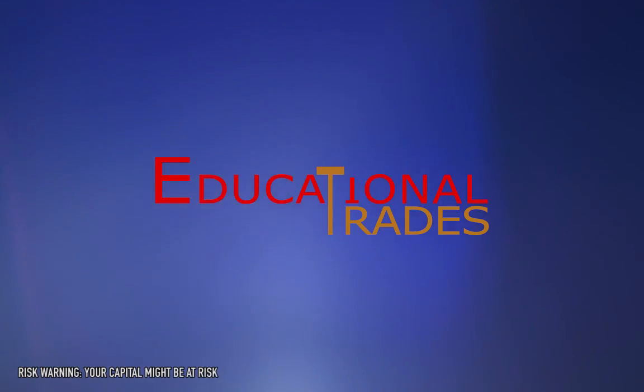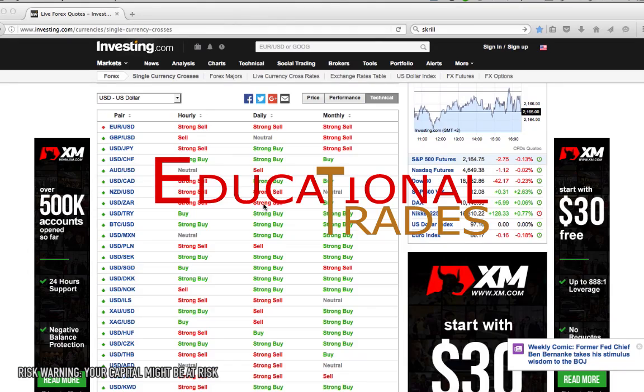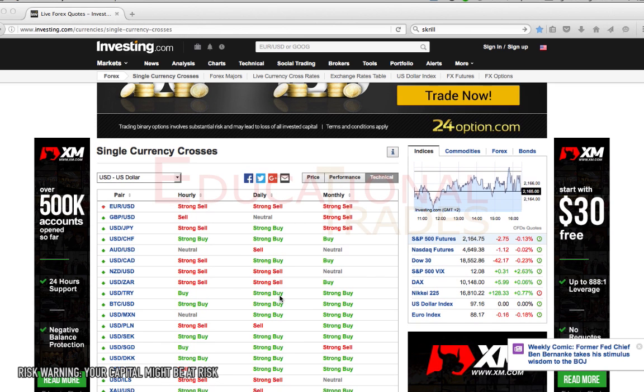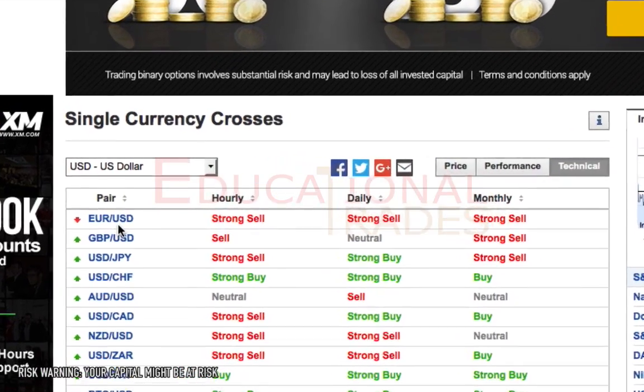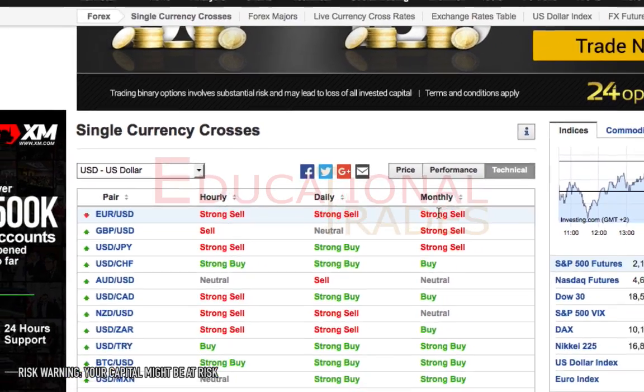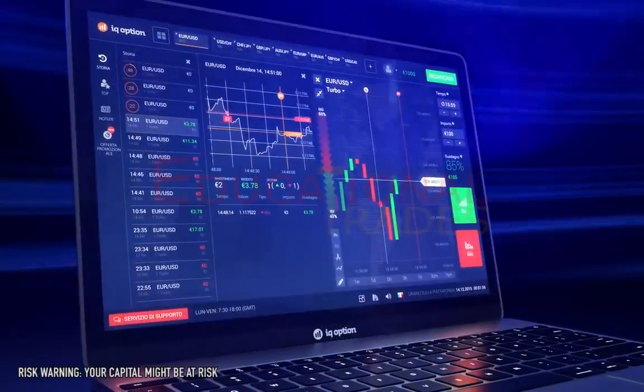Trust me. First of all, we need to check Investing.com single currency crosses to choose our preferred asset. In this case, EUR/USD has a strong sell trend on all time frames. It means that we have more possibility to close our position positively, choosing a put direction. Okay, now I show you this pattern on various assets.